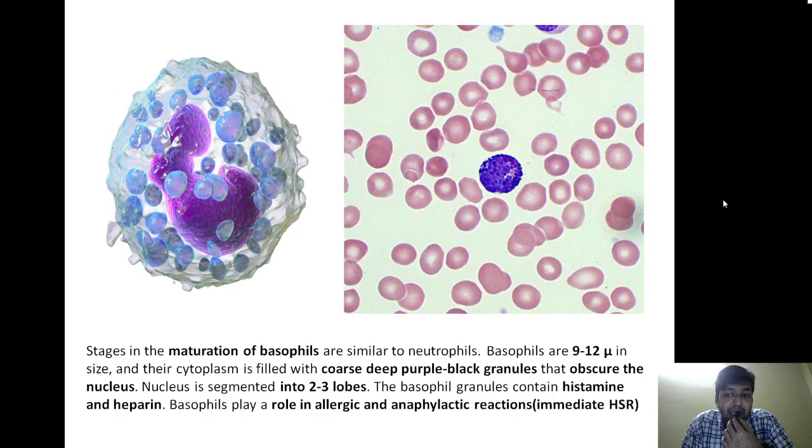Then we are having the basophil. The stages in the maturation of basophil are similar to the neutrophils. What is very classic about it is that they are 9 to 12 micron in size, and the cytoplasm is filled with densely coarse purple-black granules, which completely obscure the nucleus. You cannot even see the nucleus. The nucleus has either 2 to 3 lobes, and these basophilic granules contain histamine and heparin. Basophils play a role in allergic as well as anaphylactic reaction, that is an immediate type of hypersensitivity reaction, type 1 hypersensitivity reaction.